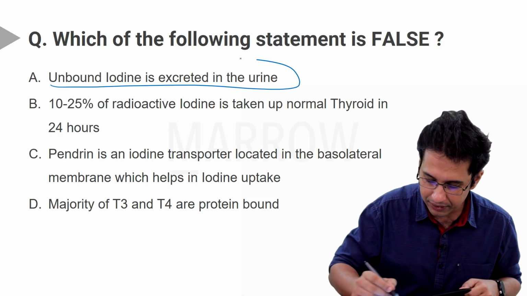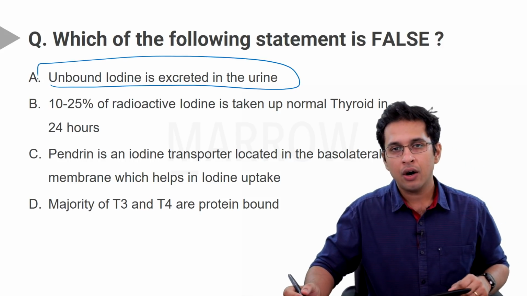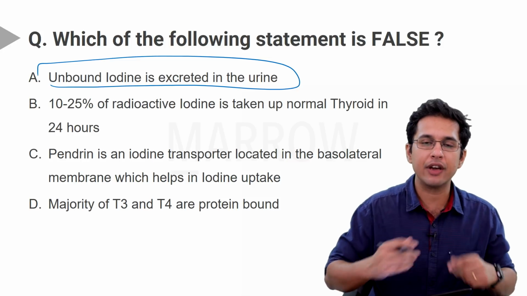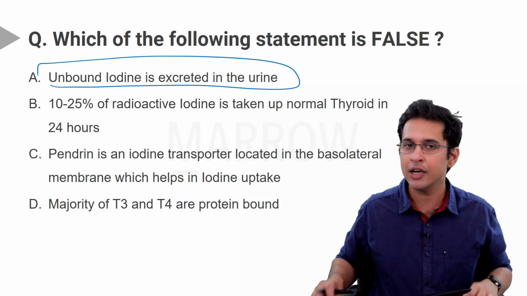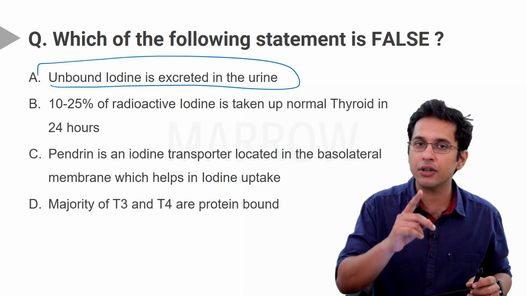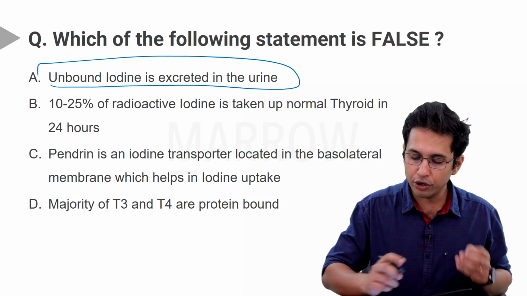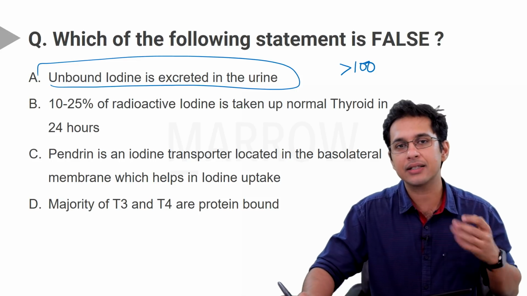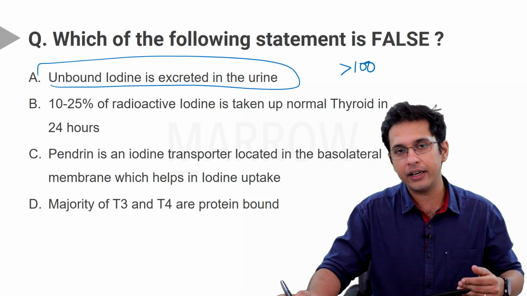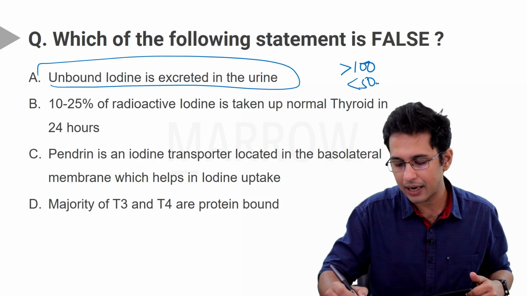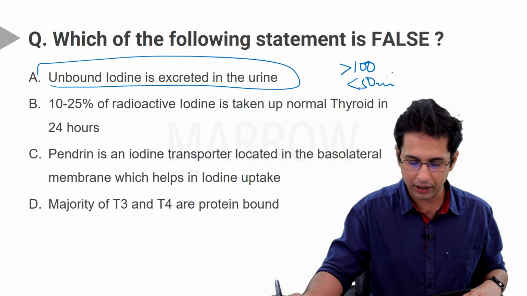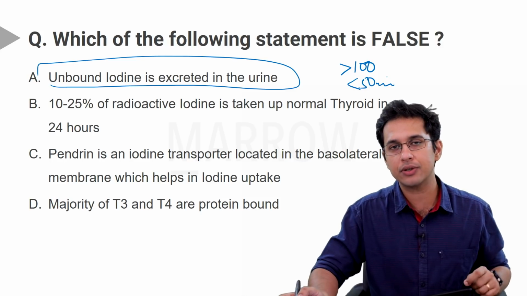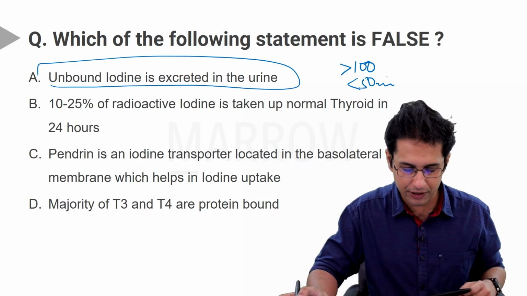In fact, do you know about iodine deficiency? How do you say whether the place where you live is iodine deficient or not? You have to measure your urinary iodine. If your urinary iodine is greater than 100, it means it's iodine sufficient. If your urinary iodine is less than 50, it is iodine insufficient. There is iodine deficiency. Okay. Unbound iodine is excreted in the urine and it is measured to say if there is iodine sufficiency or deficiency.